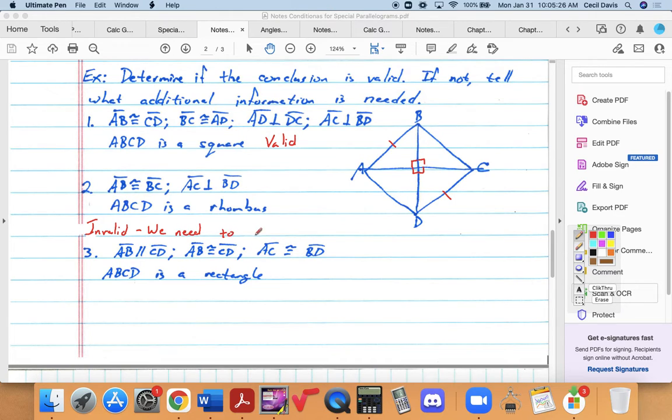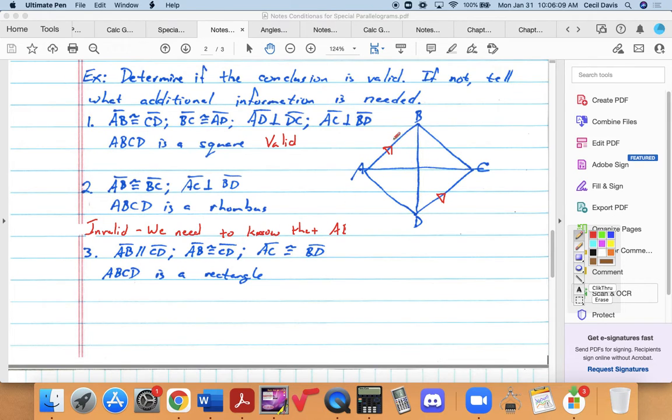We need to know that ABCD is a parallelogram. We don't know that yet. All right, let's take a look at this last one. So we know that AB is parallel to CD. Do we know it's a parallelogram yet? Not yet. Let's go on to the next part.